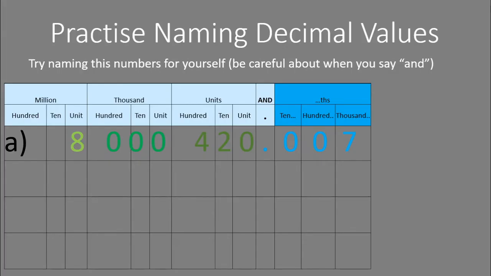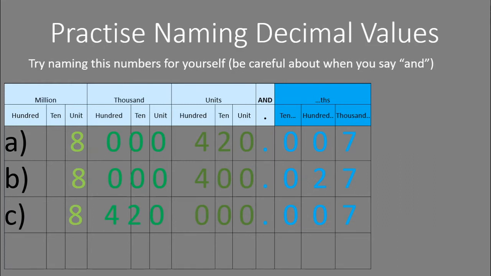Let's try some practice for yourself. So go ahead and copy these numbers down and then write the number in words. Be very careful when you say "and". We only say "and" when we get to the decimal point. Now it may seem like a silly rule, but you'll see that our questions are very similar. The digits are very similar, and even the place values a lot of the times are very similar. And if you don't put your "and" in the right place, you might be writing the name of a completely different number. So go ahead and hit pause now and give that a go.